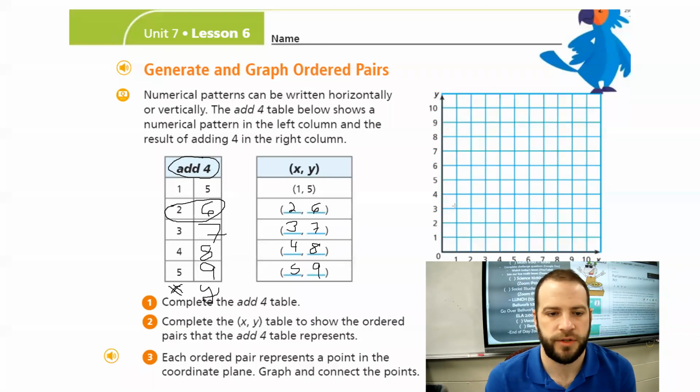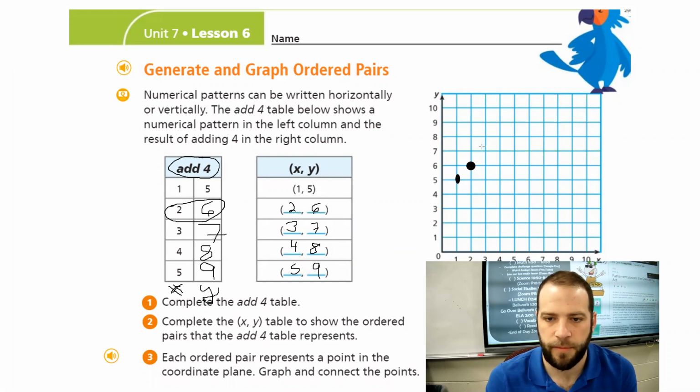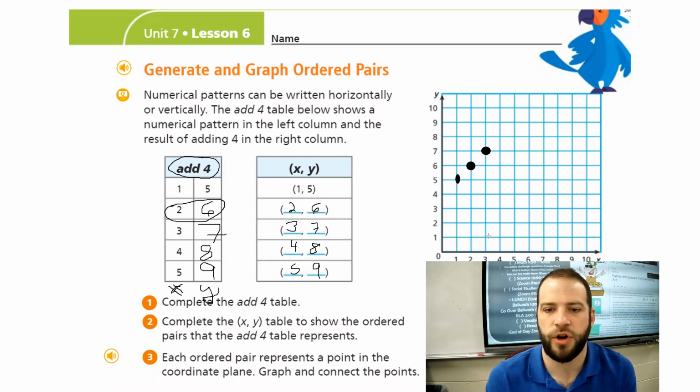Let me try to use this here. All right, so the first one was 1, 5. So 1 over 5 up. The next one is 2, 6. So 2 over 6 up. The next one is 3, 7. 3 over 7 up. I hope you're already starting to see the pattern. The next one is 4. 4 over 8 up. And then the last one is 5 over 9 up.